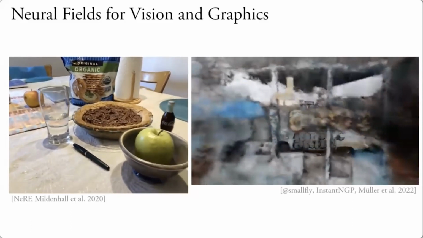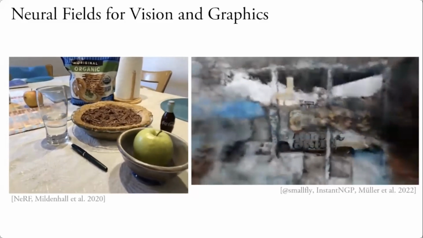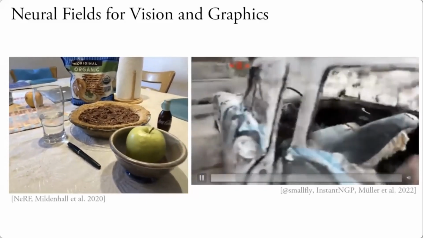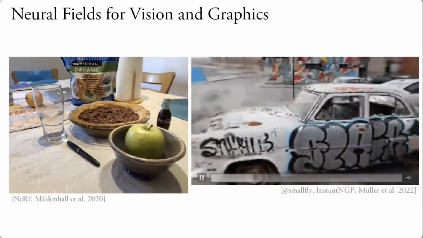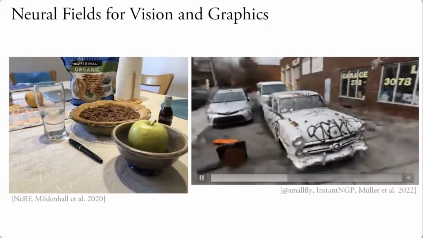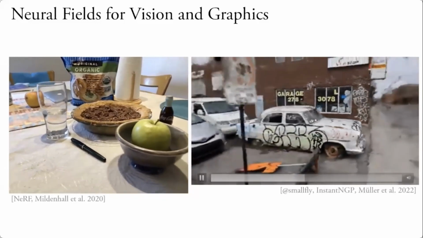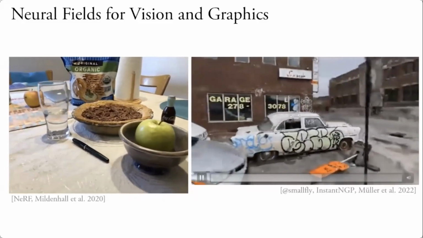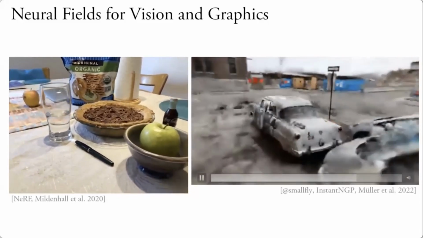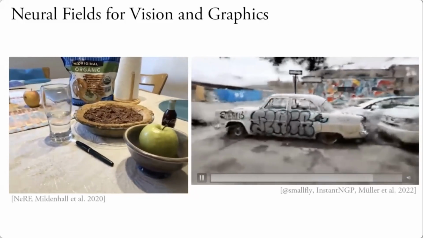And on the right-hand side, we see the reconstruction of a larger scene from a set of photographs. This allows us to image and reconstruct whole city blocks. This is the work from NVIDIA called Instant Neural Graphics Primitives that builds upon the neural radiance field method and allows it to be computed much more quickly.